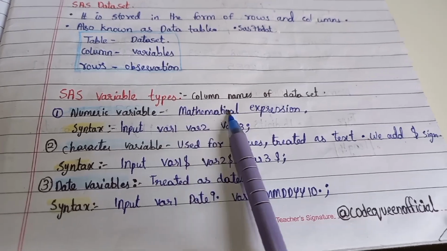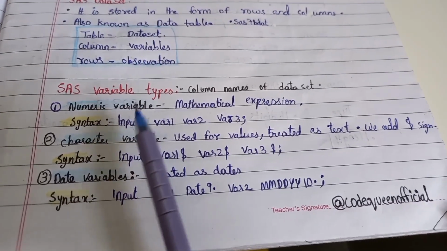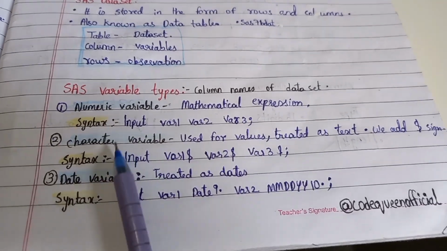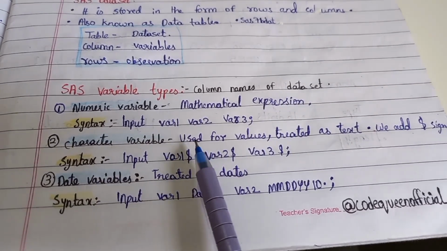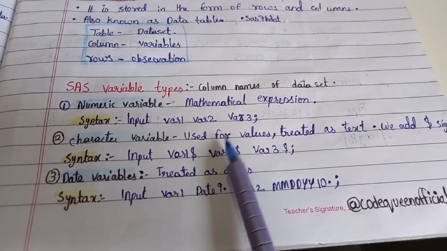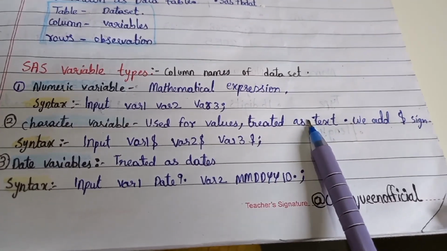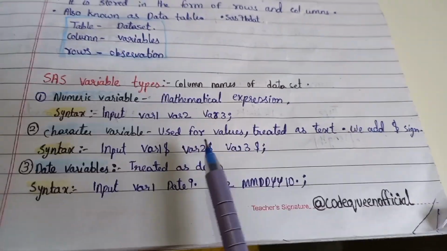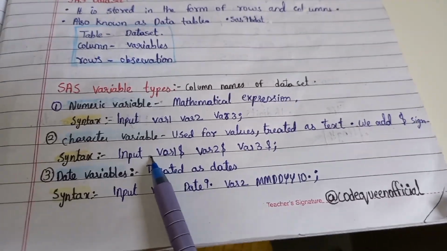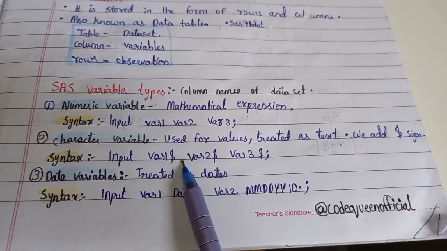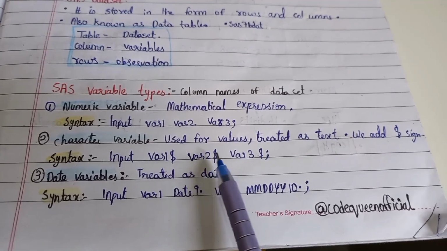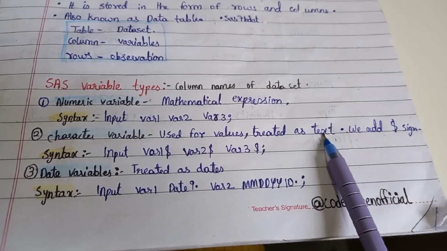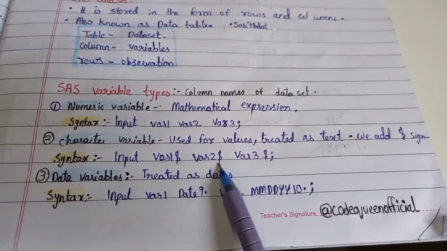Numeric variables are used in mathematical expressions. The syntax is: input, variable 1, variable 2, variable 3, and so on, semicolon. And a character variable is what? It is not used in mathematical expressions but for values treated as text, and we add the dollar sign after the variable name. In the syntax you can see: input var1 dollar, variable 2 dollar, variable 3 dollar, semicolon. Why are we using the dollar sign? Because it is treated as text. Okay, that's why we use the dollar sign.